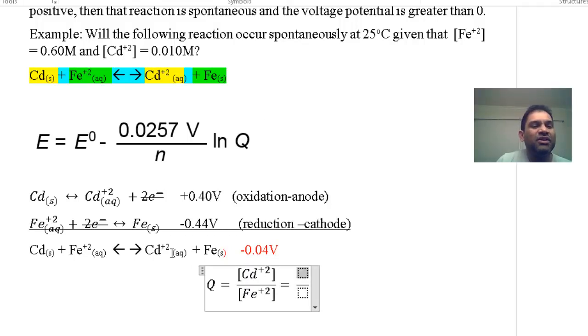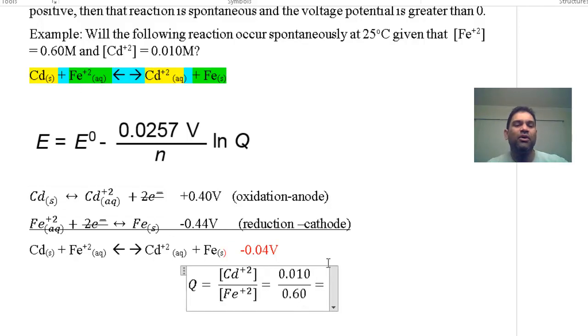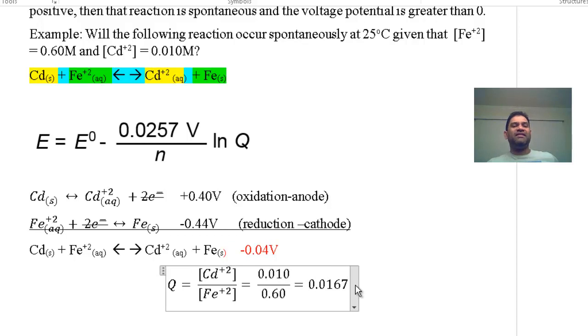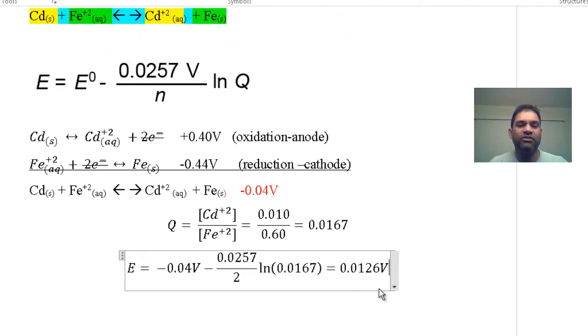Concentration of Cd plus 2 on the product side is 0.010. Concentration of our products over reactants, the concentration of Fe plus 2 here is going to be 0.60. So Q here is going to be 0.01 divided by 0.60, which is 0.0167, and that will be the Q that's going to go into this. N is a 2 electron transfer reaction. E standard state, E naught, is minus 0.04, which we got from our standard reduction potential table. So calculating E, I'm getting 0.0126 volts.